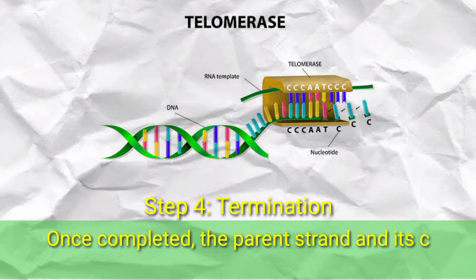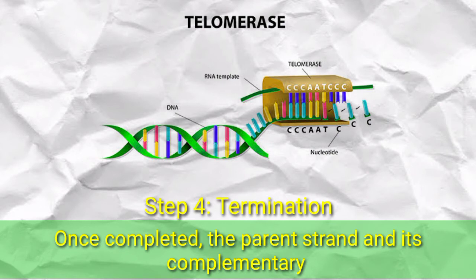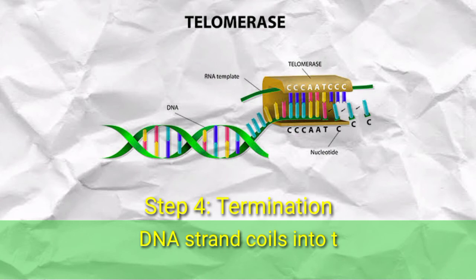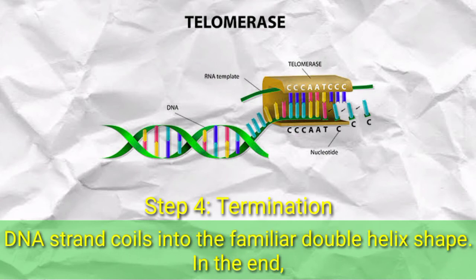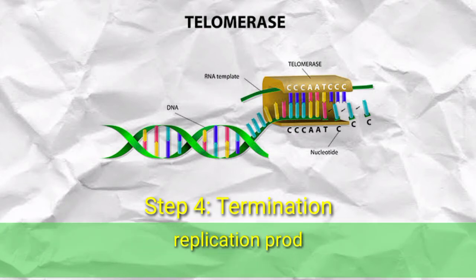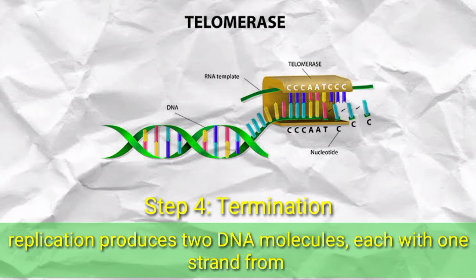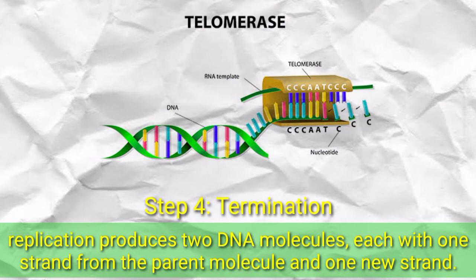Once completed, the parent strand and its complementary DNA strand coil into the familiar double helix shape in the end. Replication produces two DNA molecules, each with one strand from the parent molecule and one new strand.